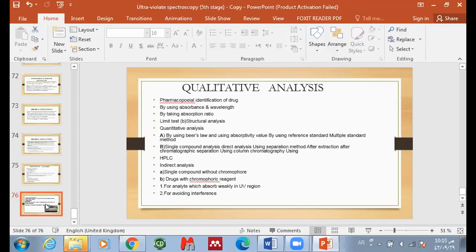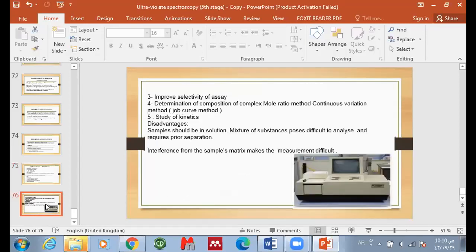So finally, it's similar. Study the kinetics, study the complexation. I told you before, it is just repetition. So here, I finished the UV visible technique. And I have more information for you.